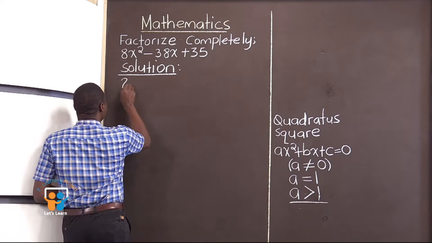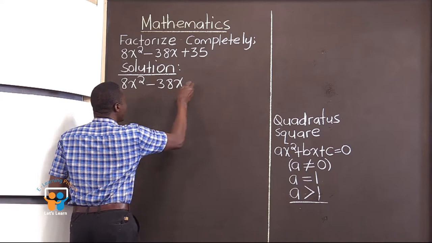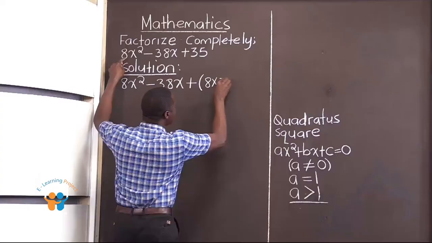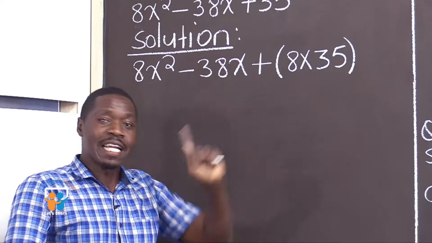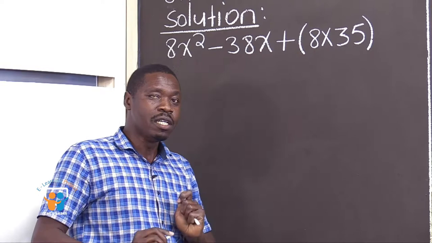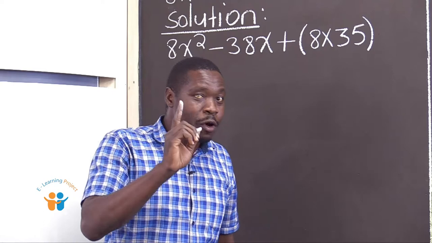8x squared minus 38x plus, what are we saying? We are getting the 8 times the 35. Remember, we are not equating to 0 because they have not requested us to solve. They are only telling us to factorize completely the algebraic expression. Remember, algebraic comes from the word algebra. Algebra originally was known as Hisab Al-Jabri Wal Muqabala by the Arabians.